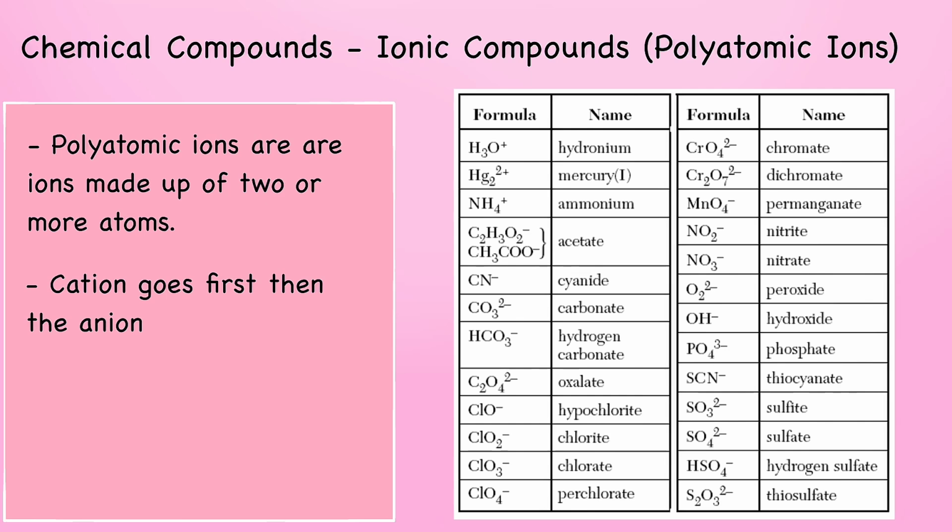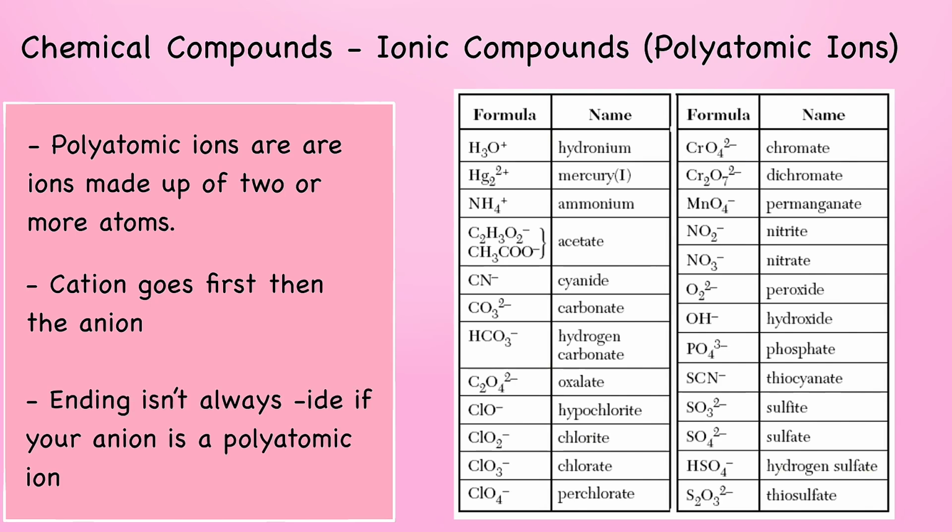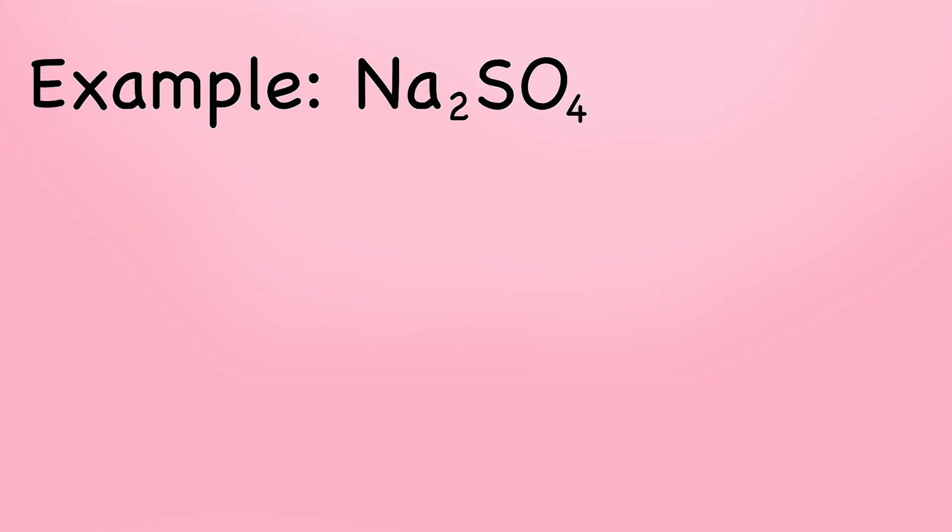This time, put the cation, the positively charged ion, first, and then the anion, the negatively charged ion. For this time, depending on the anion, the ending isn't always "ide." Polyatomic ions can end in other ways like "ite" or "ate." Let's do an example.